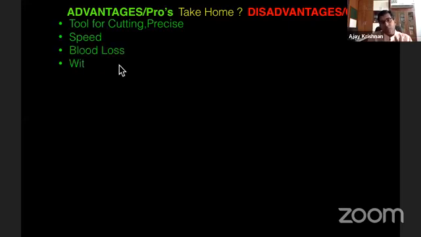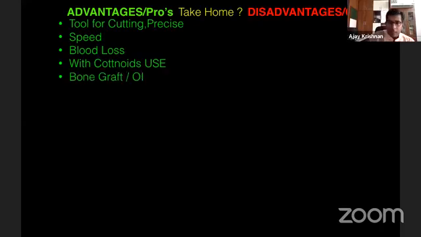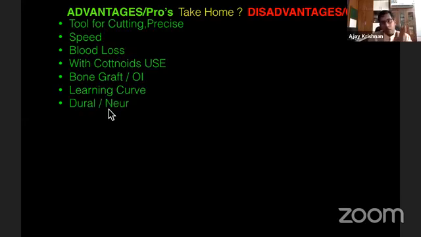So to sum up the advantages and the disadvantages, or the pros and cons: as a tool for cutting, it is precise, it definitely gives you speed, and it reduces the blood loss directly and indirectly, with easy usage with cottonoid. Bone grafts can be retrieved, and osseointegration, because if you are doing a laminoplasty and placing it back, because the gap created is very small, there are high chances that the osseointegration can also occur better. The learning curve is definitely lesser, because for us to learn the finer burr took more time than this. So this is definitely a shorter learning curve.